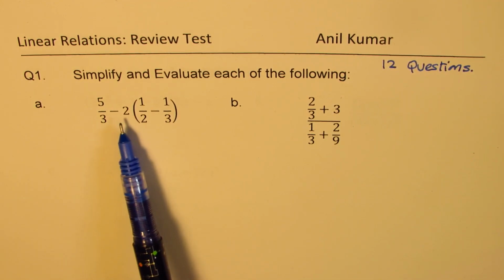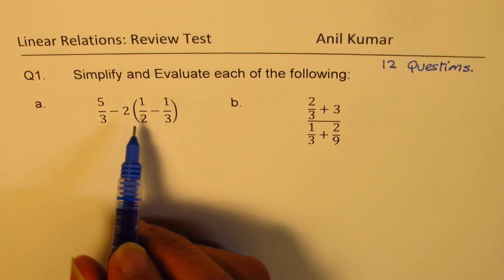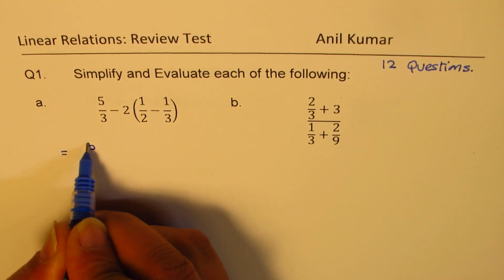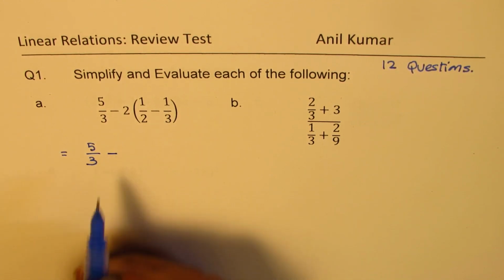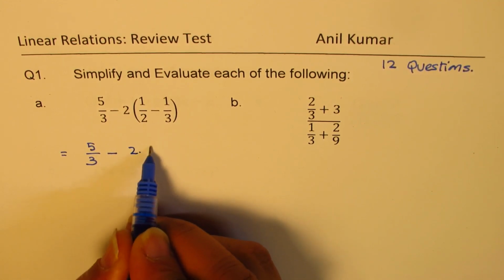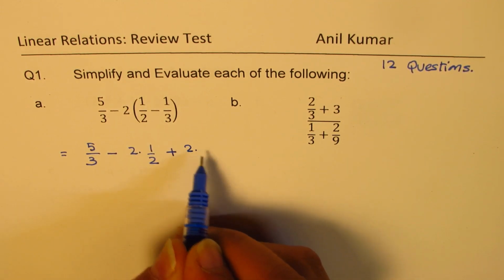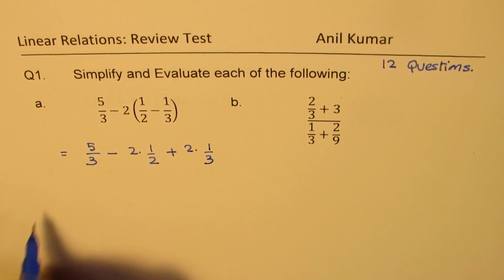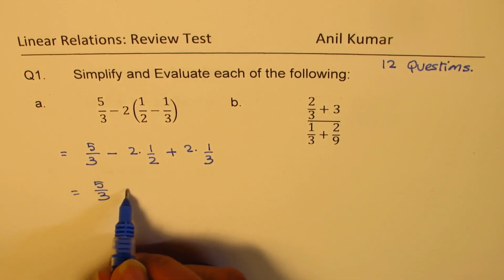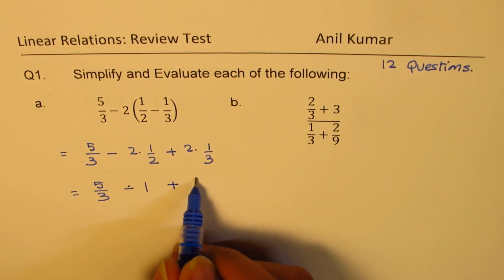So 5 over 3 minus 2 times half minus 1 over 3. Do this by first expanding the right side. So we can write this as 5 over 3 minus, and when you multiply with minus, the sign will change. So we get 2 times half. Now we have minus times minus, which is plus. We get 2 times 1 over 3. Correct? So that gives you 5 over 3, 2 divided by 2 is 1. So we get 1 here plus 2 over 3.